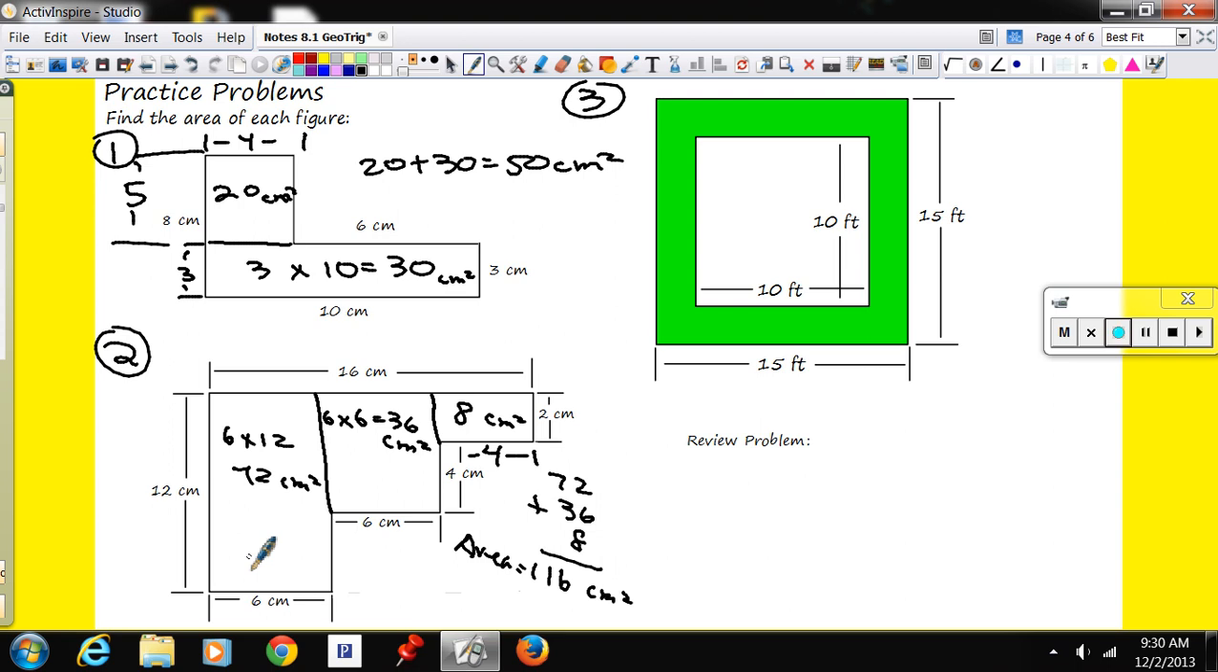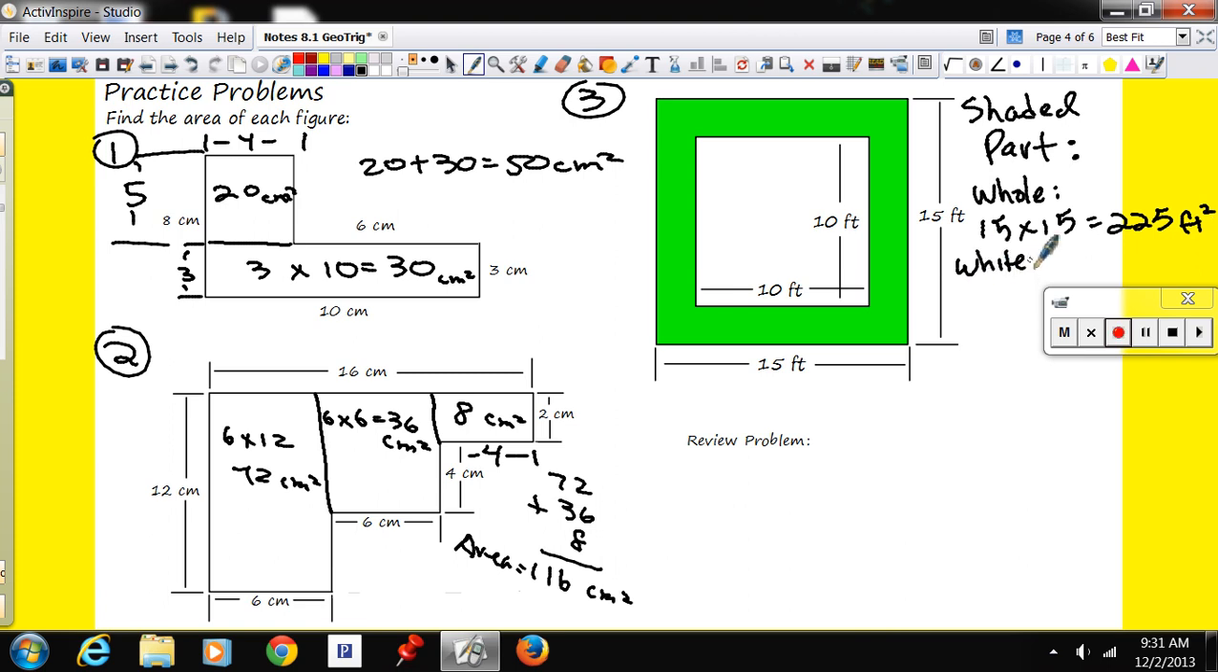Okay, so look for the area of the shaded part in number 3, just the shaded part. Okay, so we've got the shaded area. To get the shaded area, the plan of attack would be to get the whole area, the whole big square, and then pull out the white part. If you pull out this part, the only thing left would be the shaded part. So the area of the whole thing would be 15 times 15, which is 225 square feet. The area of just the white part would be 10 times 10, which is 100 square feet.